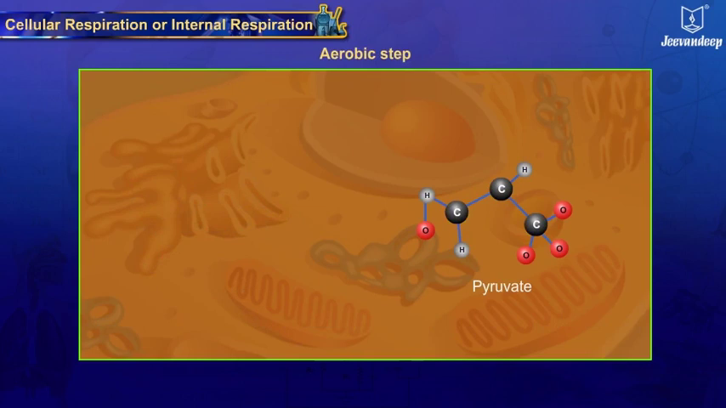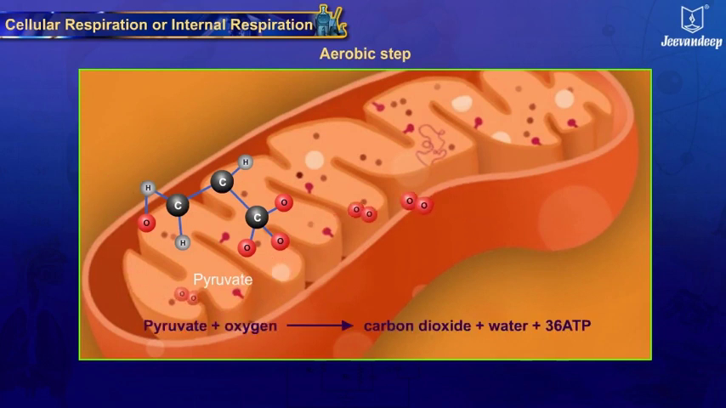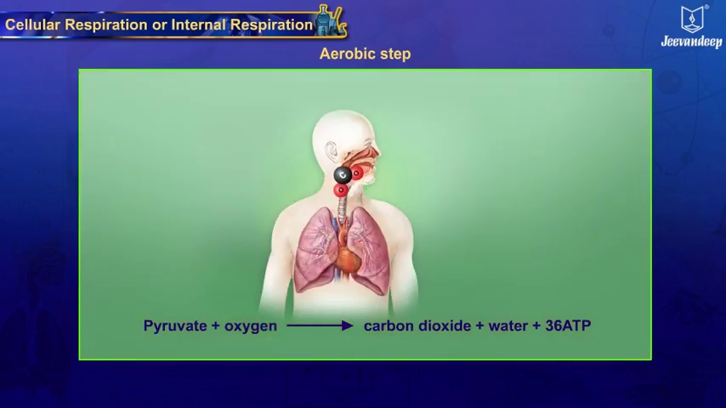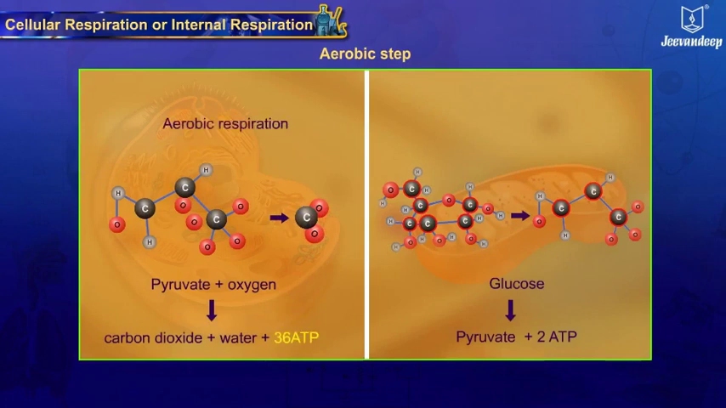Aerobic step. This step occurs in mitochondria in presence of oxygen, decomposing pyruvate into water and carbon dioxide, which is exhaled out with the release of more energy. Energy released during aerobic respiration is more than the energy released during anaerobic respiration.